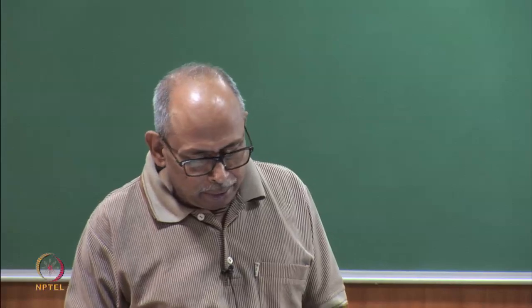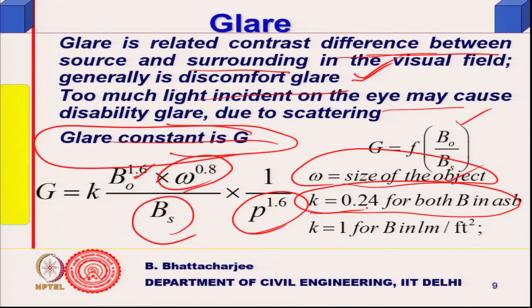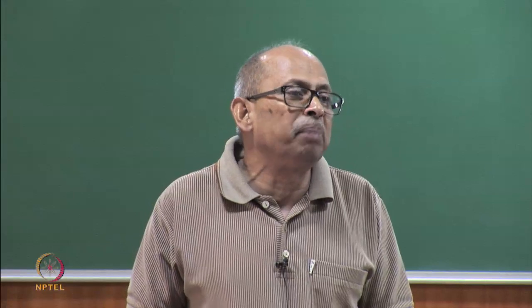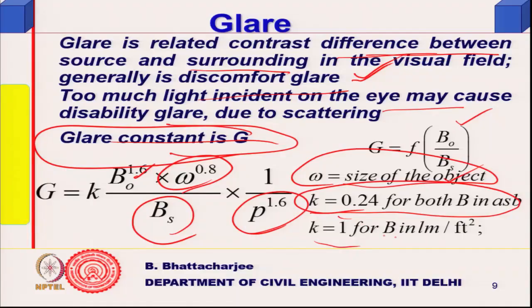So, this is an empirical formula. Omega is the size of the object. This is a constant because of units; the formula was empirical, done on subjects, and it must have been done in the FPS system when they wanted to convert. So, this is related to units, and K is 1 for B in apostilb when it is lumen per feet square. K is 0.24 for B in apostilb, all right.